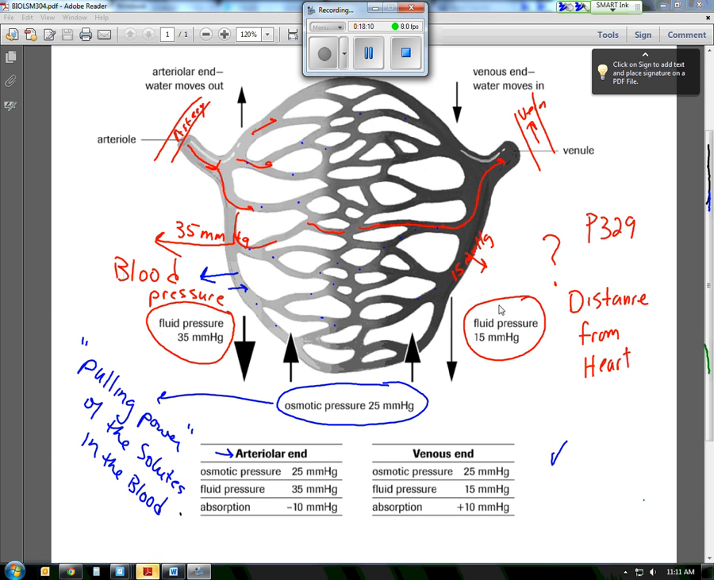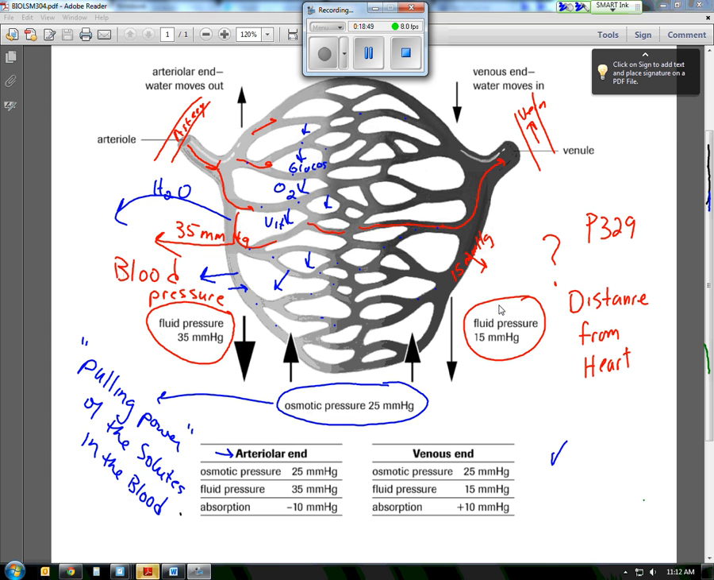So what do you think is going to happen to the water and all of the things dissolved in the water that can fit through the walls of the capillary? It's going to leave. Stuff is really going to start coming out here. Wherever the pressure of the fluid is greater than the osmotic pressure pulling in, things are going to leave. What's going to leave? A lot of water is going to leave. Oxygen is going to leave. Vitamins are going to leave. Glucose is going to leave. Because all of those things are small enough to get through the capillary walls and head on out.